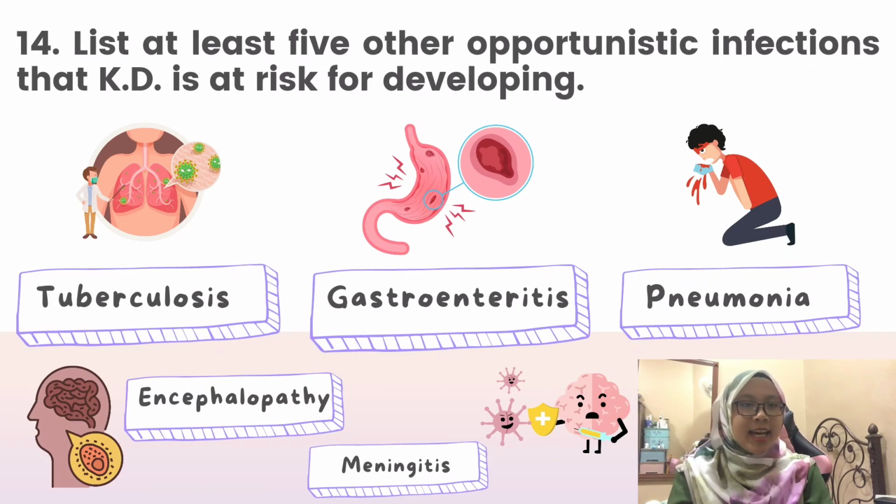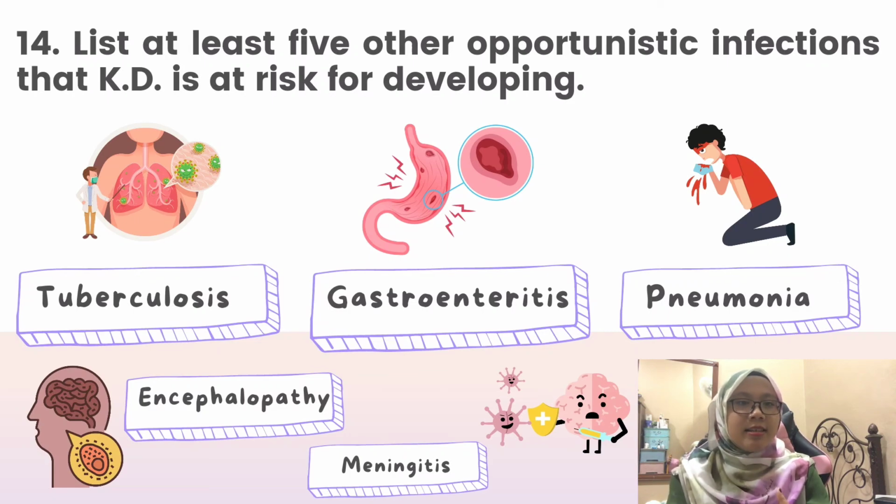Question 14. List at least 5 other opportunistic infections that KD is at risk for developing. As KD's condition may lead to AIDS, he has a badly damaged immune system. He might get an increasing number of severe illnesses called opportunistic infections. For instance, tuberculosis, gastroenteritis, pneumonia, encephalopathy, and meningitis.